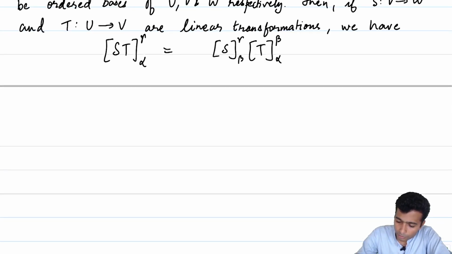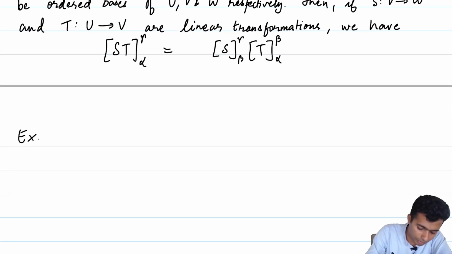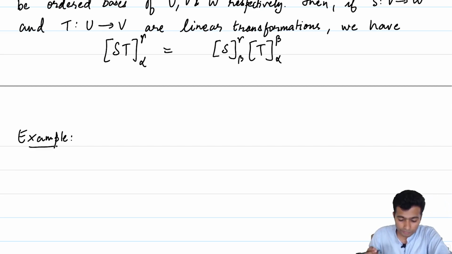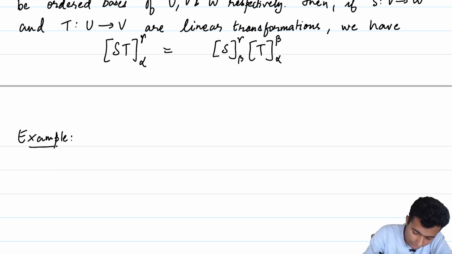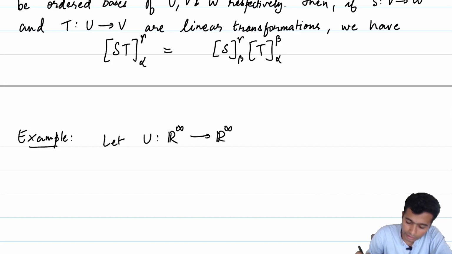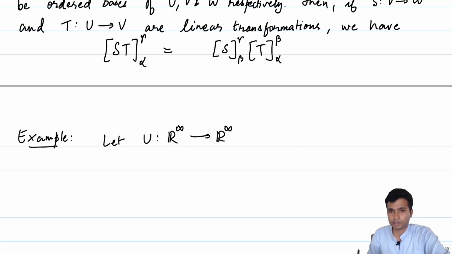But before going into all these propositions, let's just give an example to indicate that in the infinite dimensional case also this is not true, and even if the linear transformation is from the vector space to itself, even then it doesn't make sense to talk about commutativity. Why? Let's look at an example. So let U be a map from, say, R infinity to itself. Remember, R infinity is the vector space of all infinite sequences x1, x2, x3.